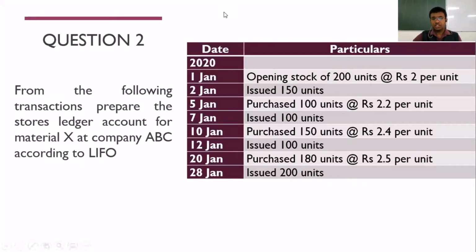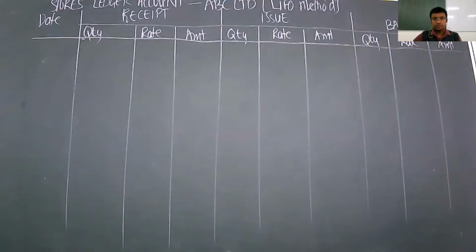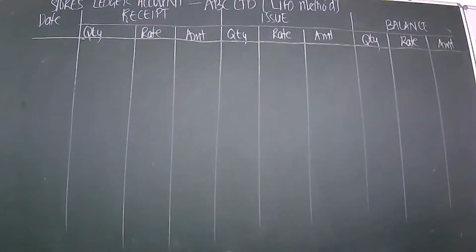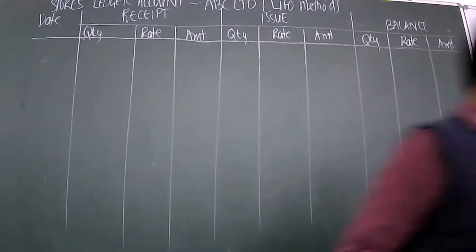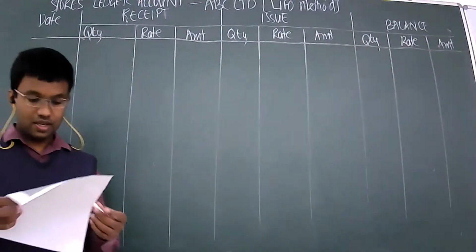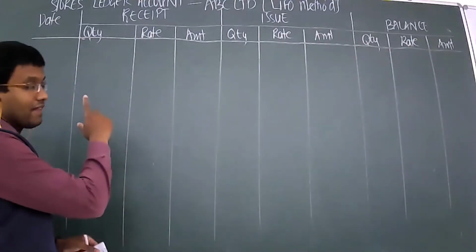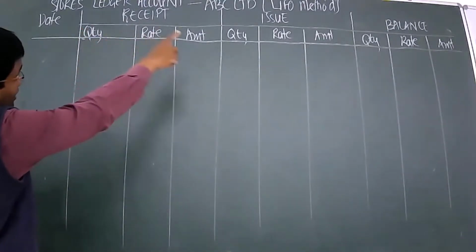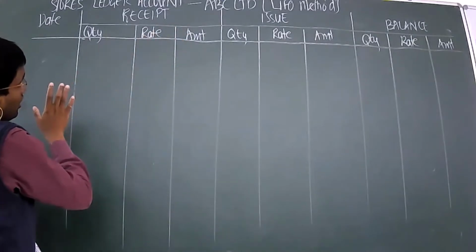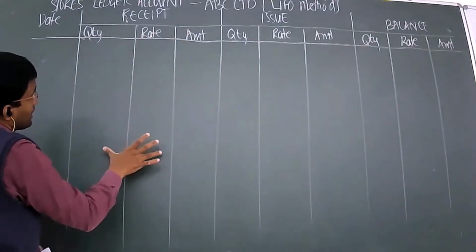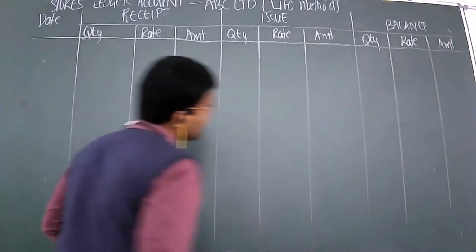Let me quickly change the screen view. Now let's look at the question one by one. Let's look at the transactions. We've just prepared the format. We know the stores ledger account has three important parts: receipts, issue, balance.